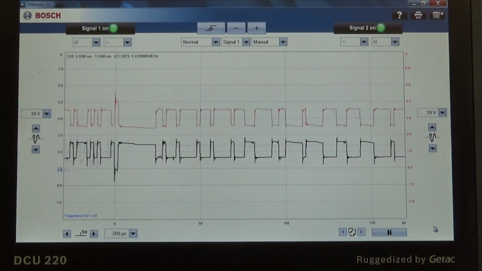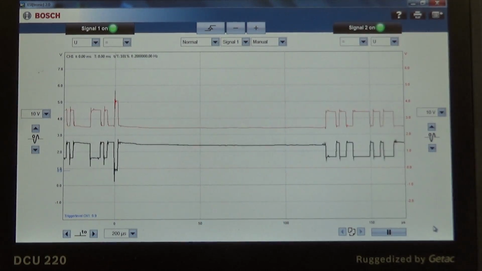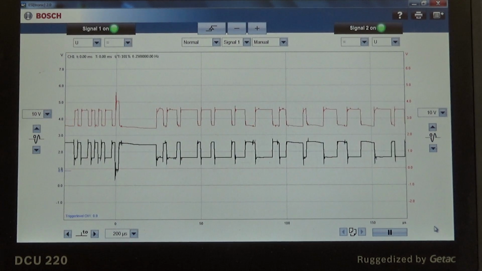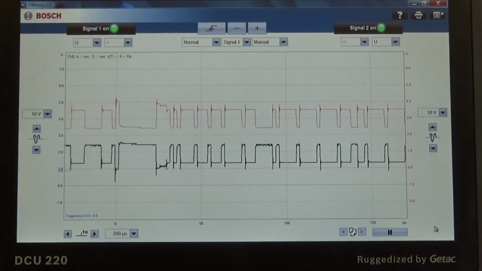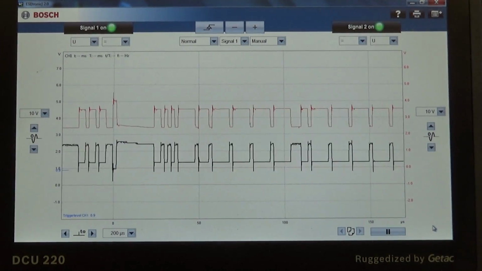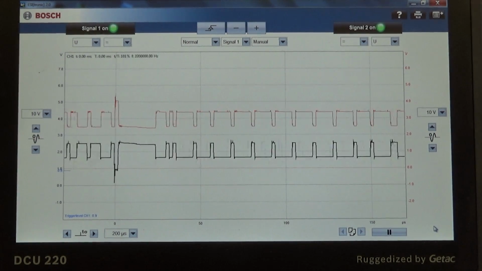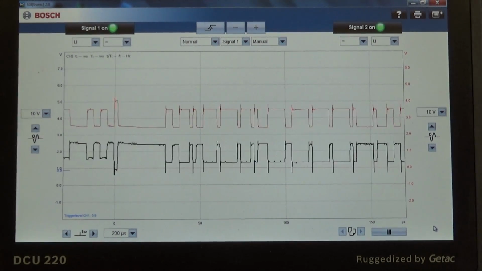I'm going to short the CAN high to ground, and let's see what happens to that signal. I should be able to do it with just a normal wire, but I'm going to use the test light just for safety.